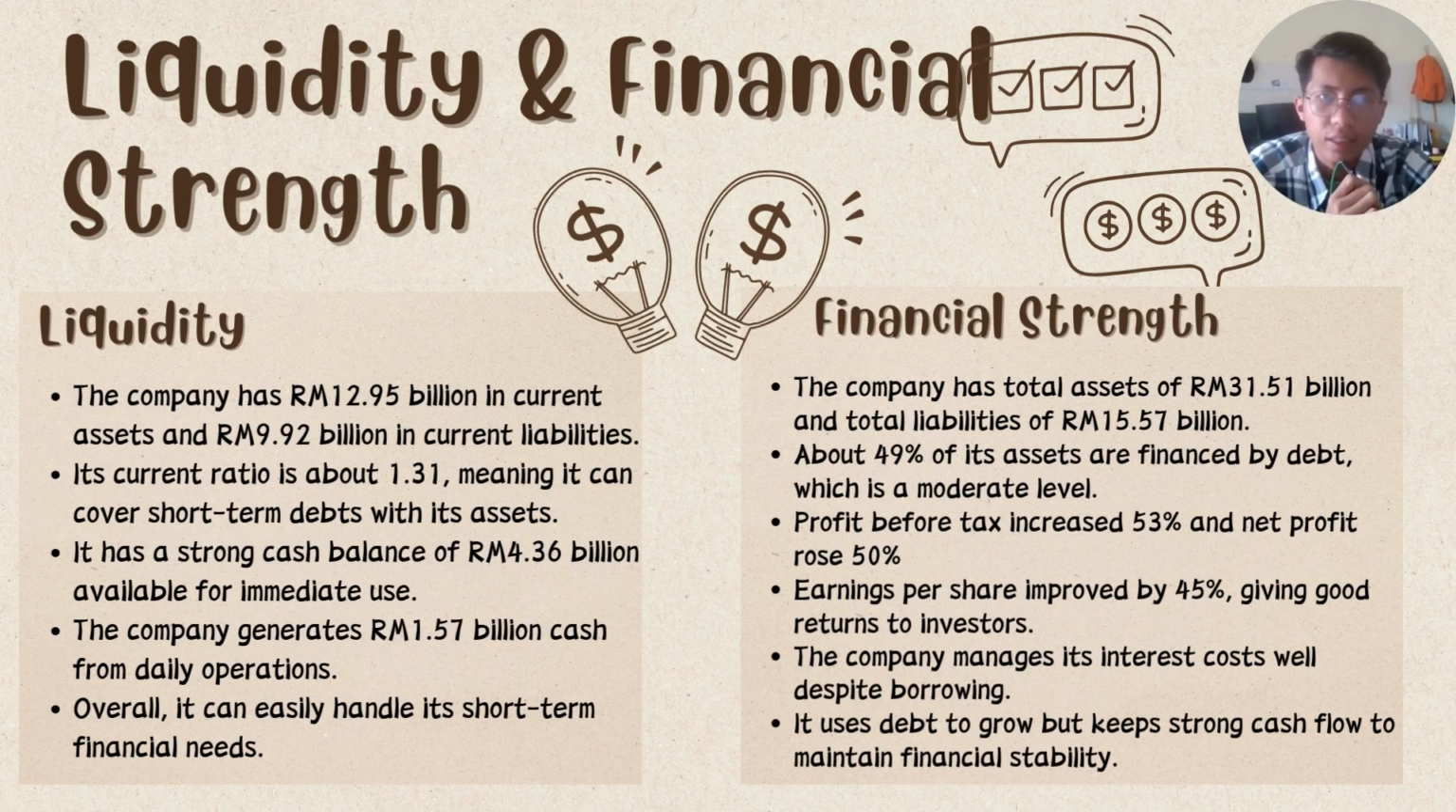For the financial strength, the company has total assets of 31.5 billion and total liabilities of 15.57 billion. About 49% of its assets are financed by debt, which is a moderate level.